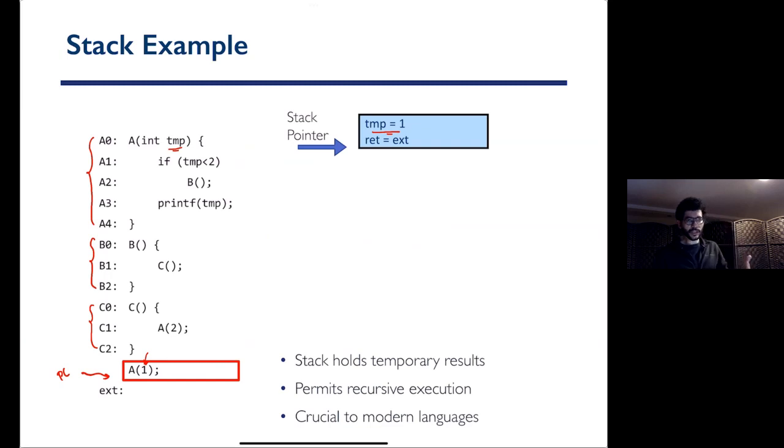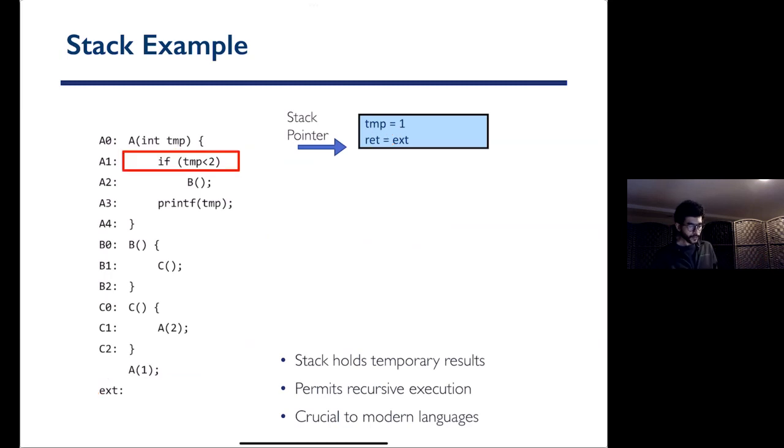We also push the return address. We want to say once we're done with A, where are we going to go? So if PC is here, then the next line is ext. So next, the return address, once we're done with function A, we want to come to ext. So that's why we push return equals ext on the stack. So this is how our stack will look like right before we jump to function A.